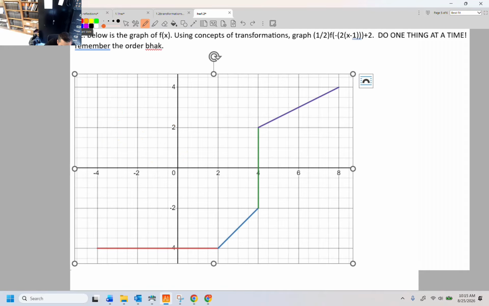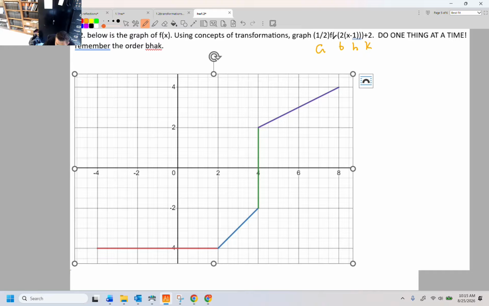Moving forward, last one I'm going to do for you. Below is the graph of f of x. Using concepts of transformations, graph 1/2 f of negative 2 times x minus 1 and then plus 2. And it says do one thing at a time and remember the order B, H, A, K. So the first thing I'm going to do is I'm going to put the letters where they belong. A, B, H, K.